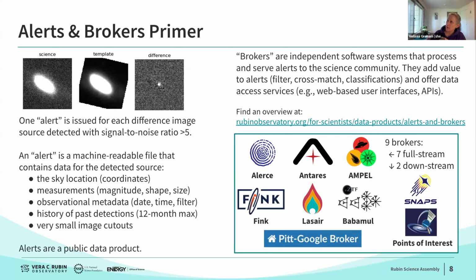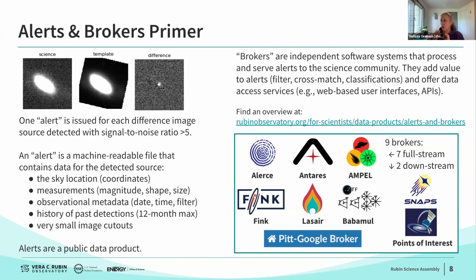The brokers are independent software systems that process and serve alerts to the science community, but they do more than that. They add value to the alerts, they filter them, cross-match, they do photometric classification, and then they also offer data access services to users, either through web-based user interfaces or API clients, that kind of thing. You can find a full overview of all 9 of the brokers on the rubinobservatory.org website.